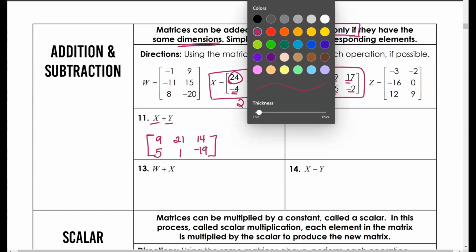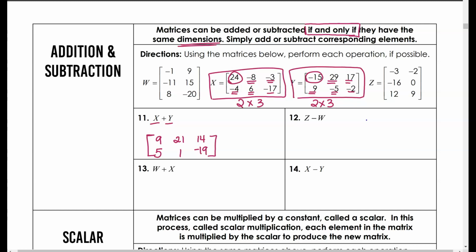All right, let's take a look at the next one. So I have Z minus W. Do check, this is a 3 by 2 matrix. This is also a 3 by 2 matrix. So that means that that would check out. So let's go ahead and subtract them.